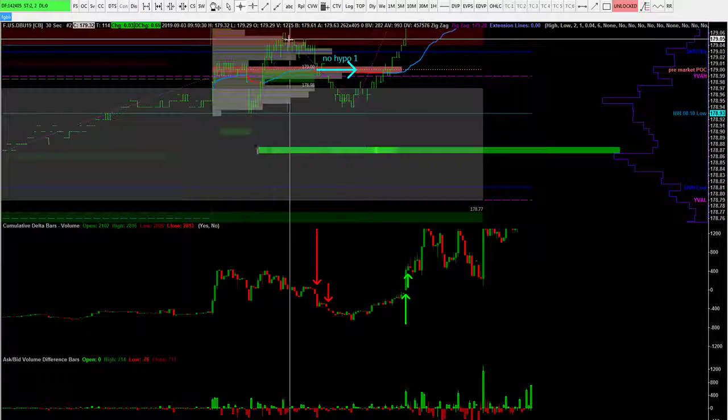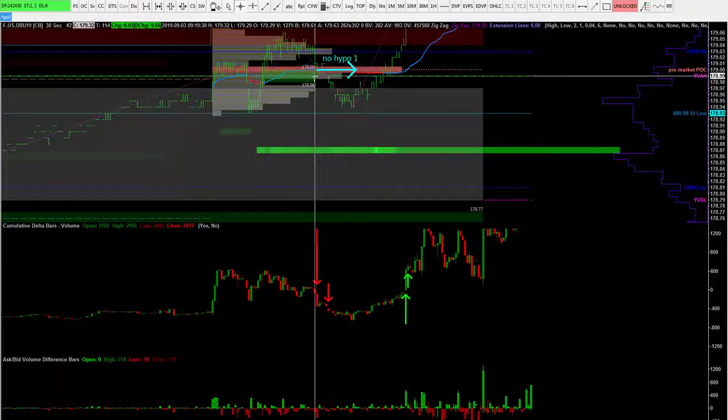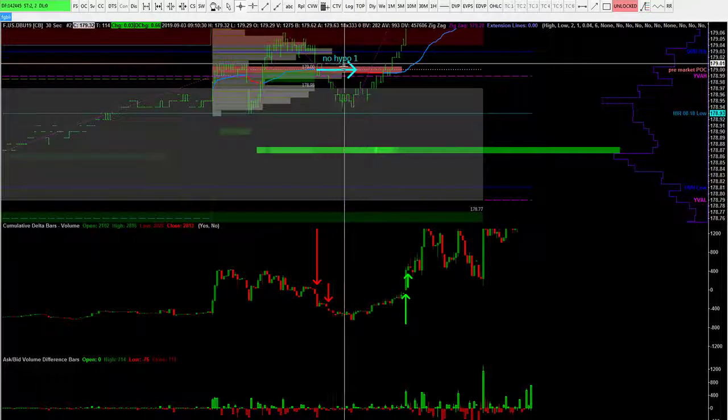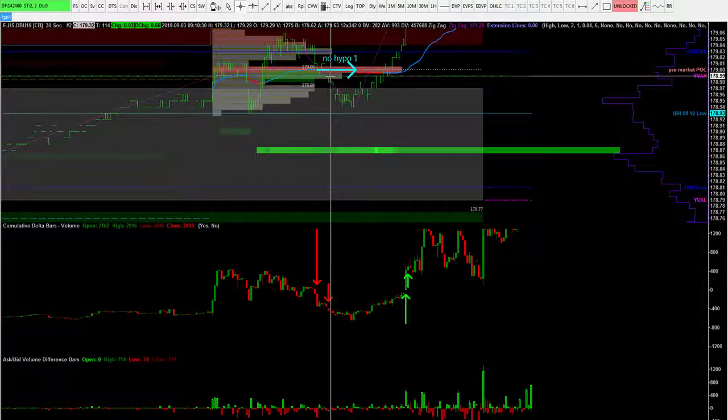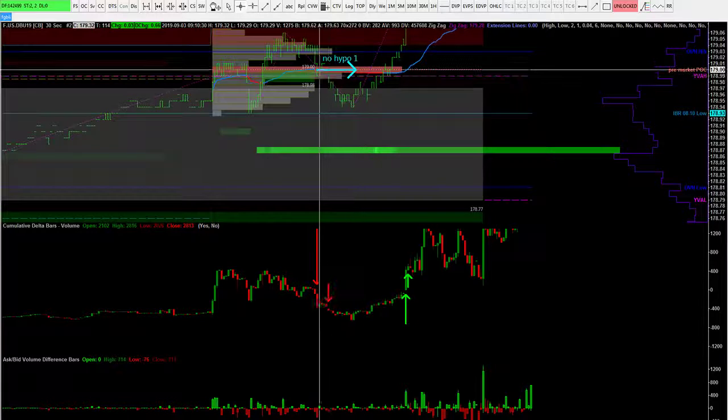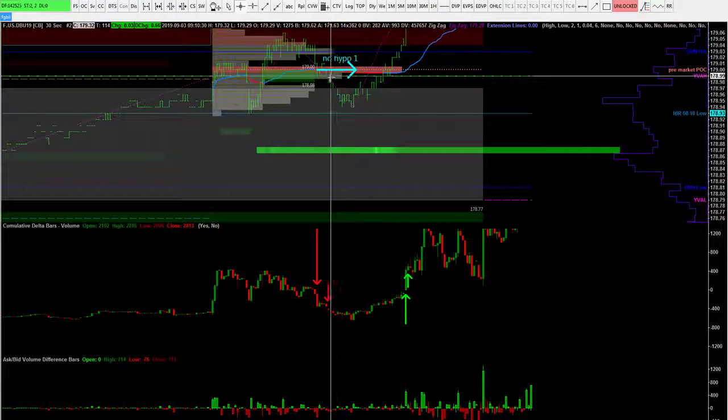That hasn't changed, because after 8:20 you see the market just pulled back. So you see no hypo one trade so far. This is, by the way, still pre-market action, but we just talk it like it would be at cash market, because we want to see how my hypos work.